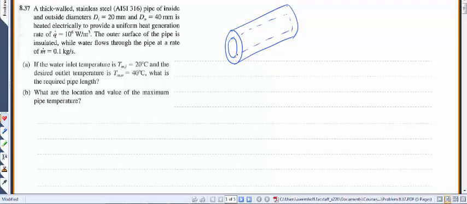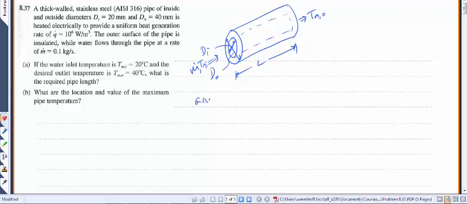The pipe has a length L and an inner diameter D I, outer diameter D O, and we know we have water going into it at m dot. And if you look at part A, the water inlet temperature is provided, and we know the water mean outlet temperature.